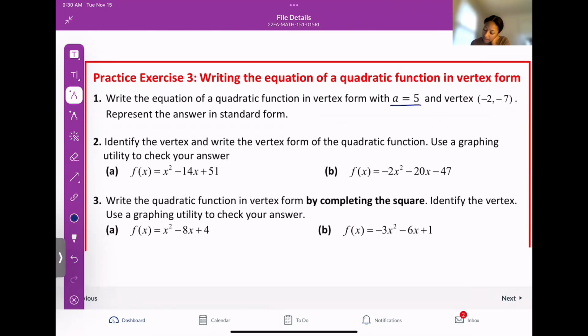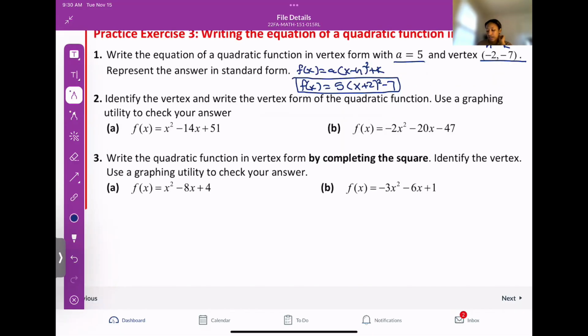If a equals 5 and the vertex is -2, -7, that's h and k, then when we plug this into f of x equals a times x minus h plus k, we get f of x equals 5 times x minus -2, which would be x plus 2, and then plus -7, minus 7. Oh, I missed the square. That's the most important part. Sorry, guys. That's a times x minus h squared plus k.